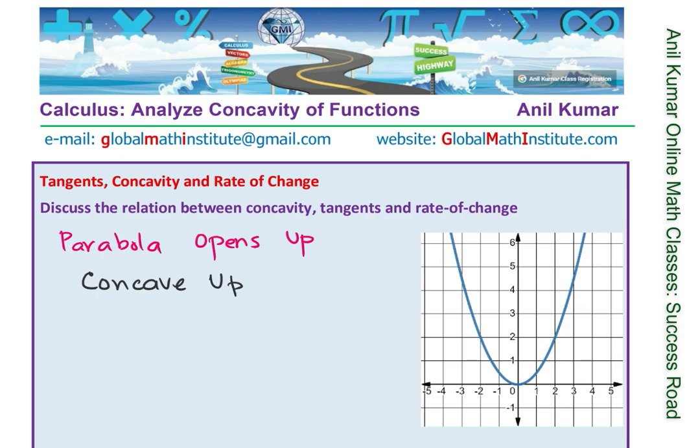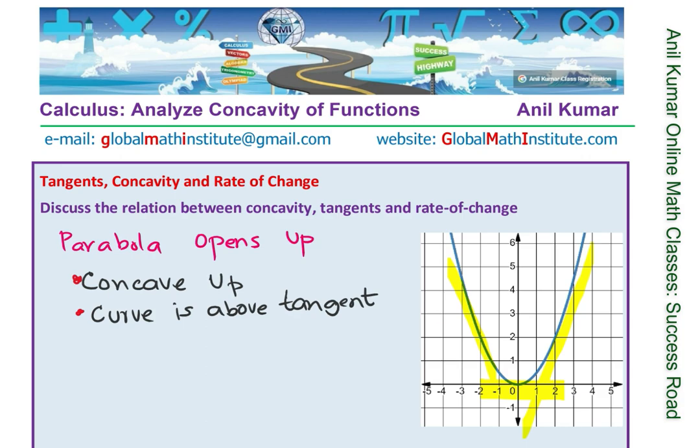Now, if I draw a tangent line, where all can the tangent line fit in? Well, if I have a tangent line on the left side of the graph, as you can see, it is under the curve. Here also it is under the curve. Anywhere on the right side also, we see that the curve is above the tangent line, right? So you do notice that it is concave up, and secondly, we always see that the curve is above the tangent. Perfect.